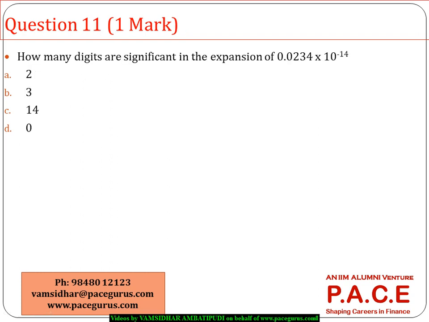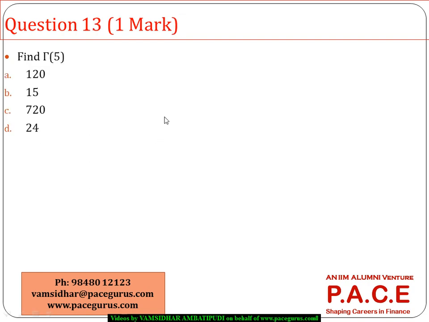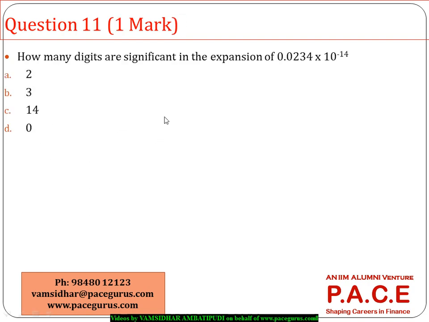In the next question, look at this next question. How many digits are significant in the expansion of 0.0234 times 10 to the power of minus 14? In this case, the logic is very simple. A significant digit is nothing but a non-zero digit. So significant digits are non-zero digits.